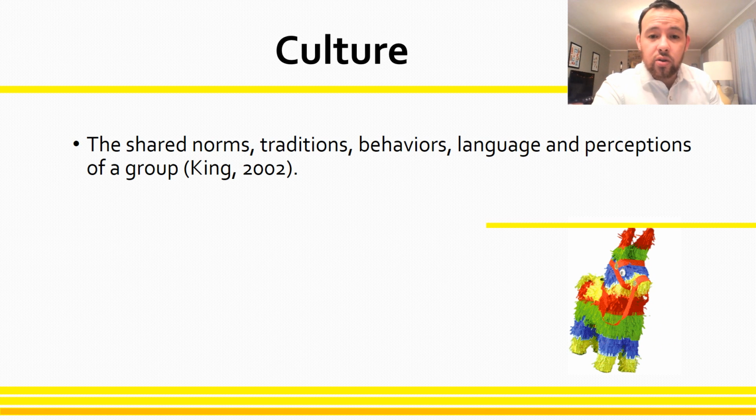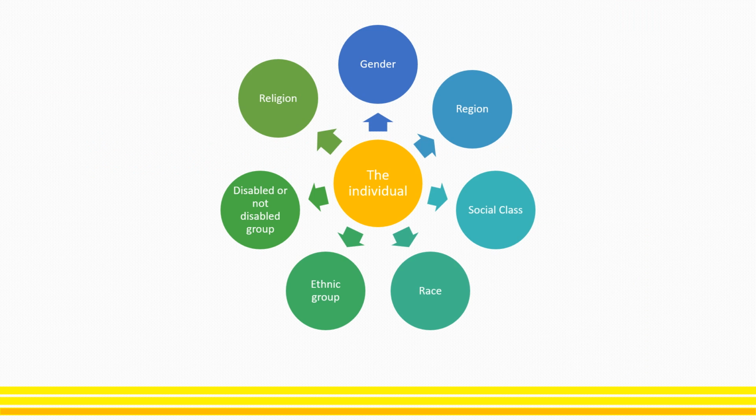Mostly the difference between students is because of culture. And what is culture? Let's start with one definition: the shared norms, traditions, behavior, language, and perception of a group. The cultural background of an individual child is affected by gender, region, social class, race, ethnic group, disabled or not disabled group, and religion.